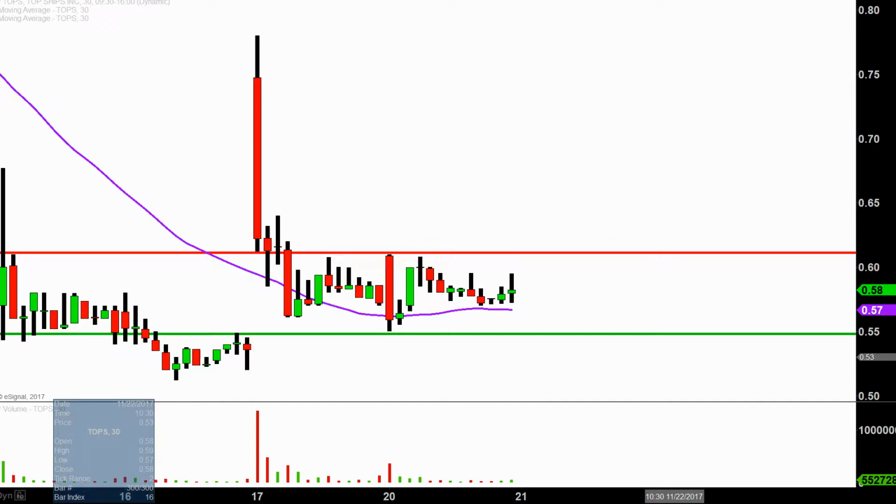So as it stands right now, if you want to quickly summarize this to your friends, if they ask, hey, how's TOPS doing, you can just say: 30-minute channel pattern. Top of the channel, 61 cent resistance. Bottom of the channel, 55 cent support. And until then, there's not much else I can say from a quote-unquote storybook perspective until something happens. And again, we are defining something happens as either a breakout to the upside of 61 or a breakdown to the downside of 55 cents.